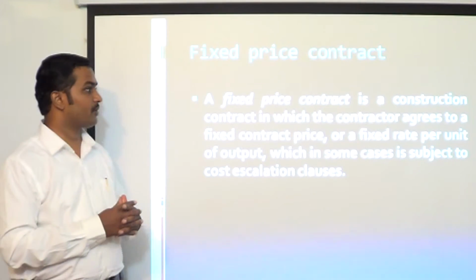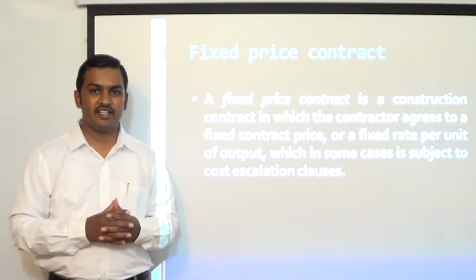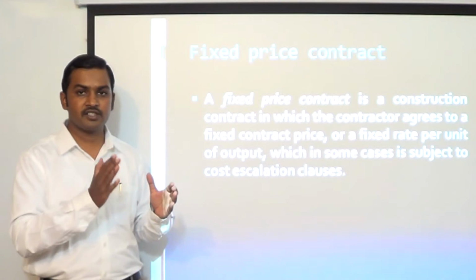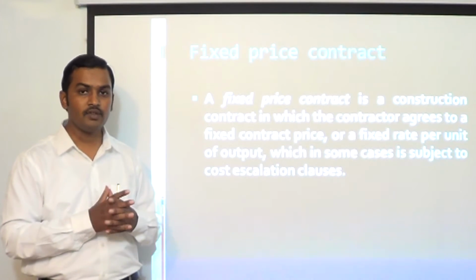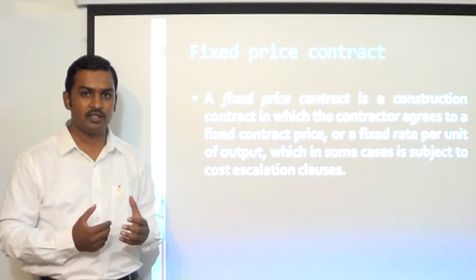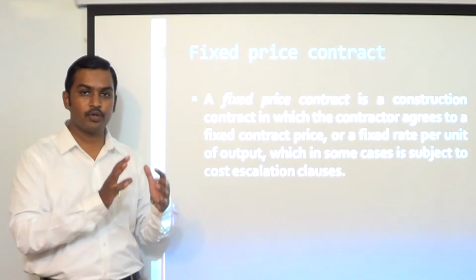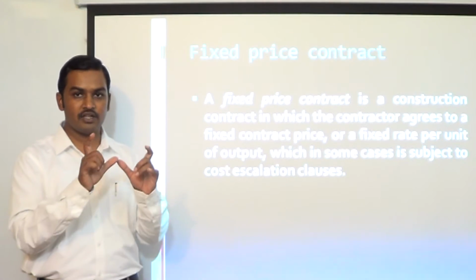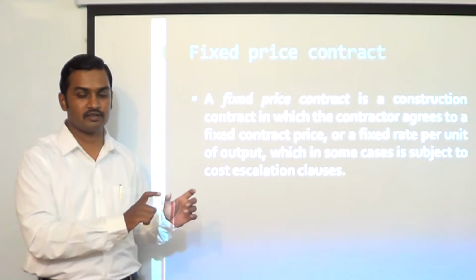Next, what is a fixed price contract? So we can say it's a contract in which the consideration for the construction work is fixed. That means the contractor knows in advance what is the consideration he is going to get for doing the construction work which is agreed in the contract. That means the contract price will be fixed by the contract. Okay.